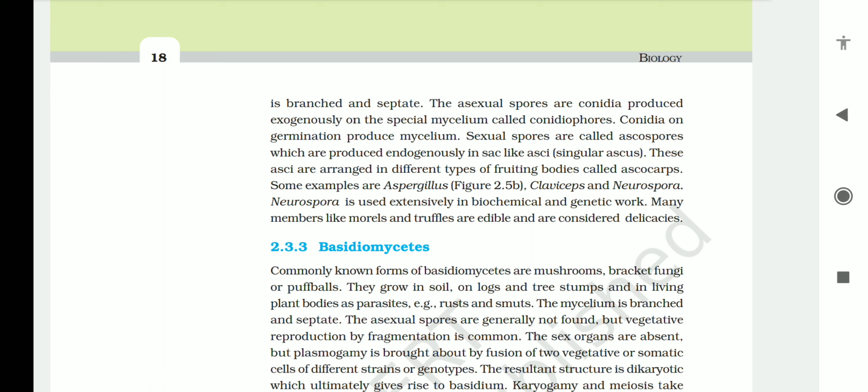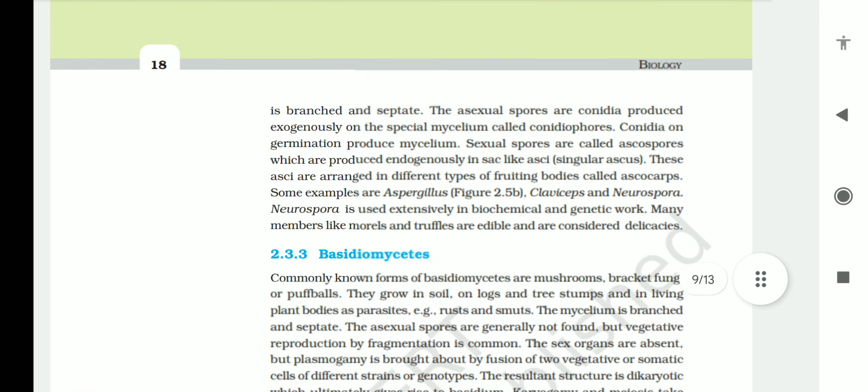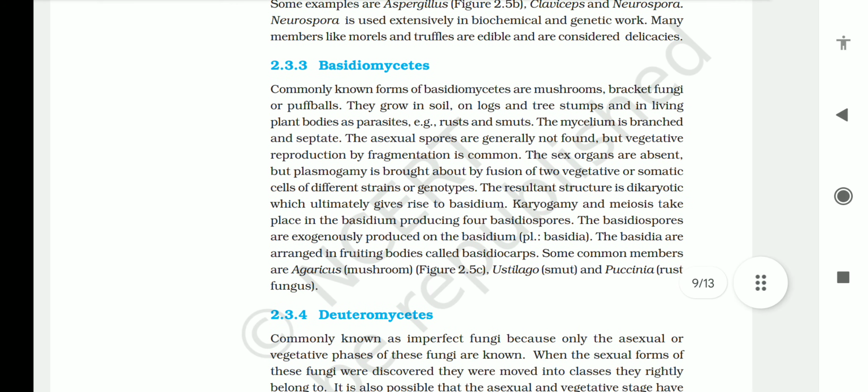Some examples are Aspergillus, you can see it in figure 2.5b, then Claviceps and Neurospora. Neurospora is used extensively in biochemical and genetic work. Many members like morels and truffles are edible and are considered delicacies. 2.3.3 Basidiomycetes. Commonly known forms of Basidiomycetes are mushrooms, bracket fungi, or puffballs. They grow in soil, on logs and tree stumps, and in living plant bodies as parasites. Example rusts and smuts. The mycelium is branched and septate.